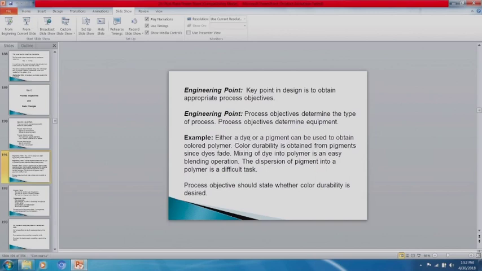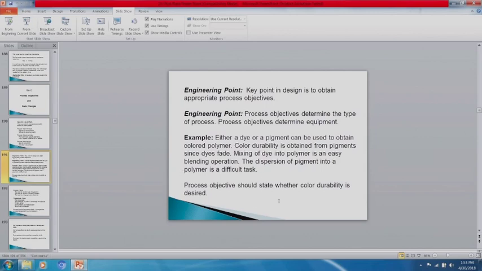Now dye is fairly simple. Dye is a liquid dye. There's no air in the liquid. Pigment, here, is a powder. Powder naturally contains air. And so mixing pigment into plastic is a higher level of difficulty than simply adding red dye. Basically, the dispersion of pigment into the polymer is a difficult task.